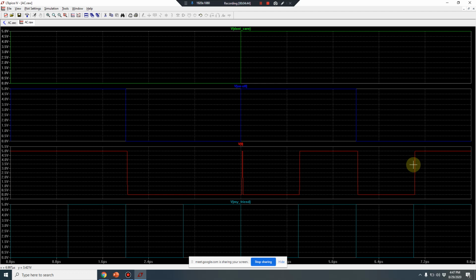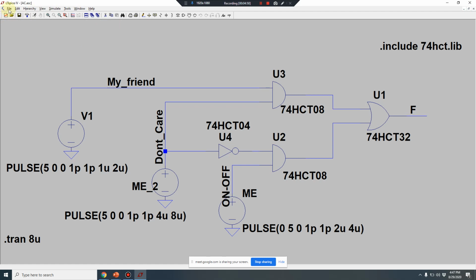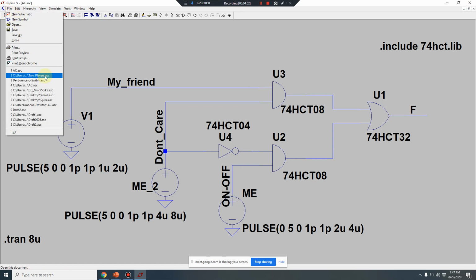Okay, so this is a very simple circuit. There is not much fun in this, so let me open up something else.